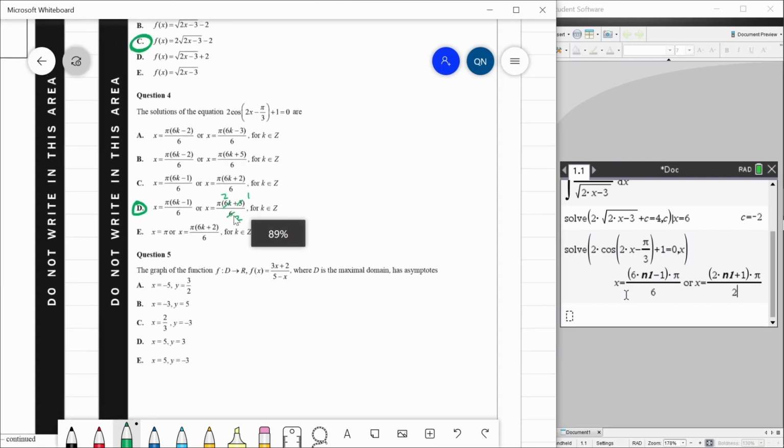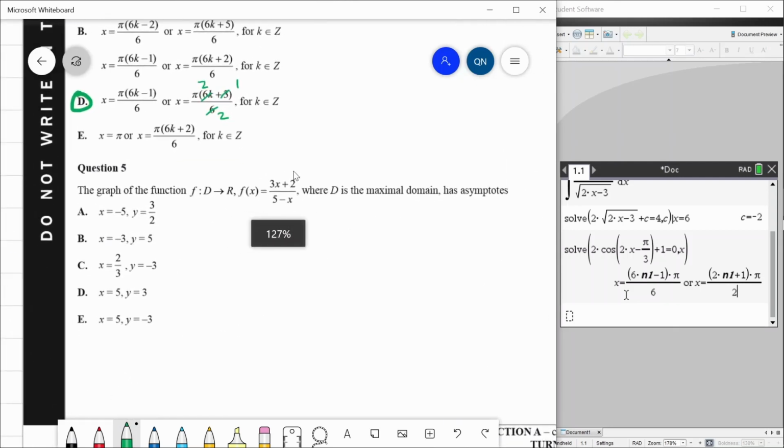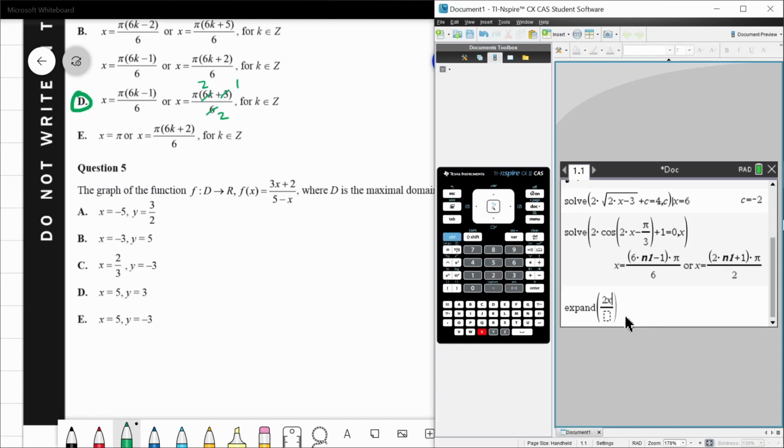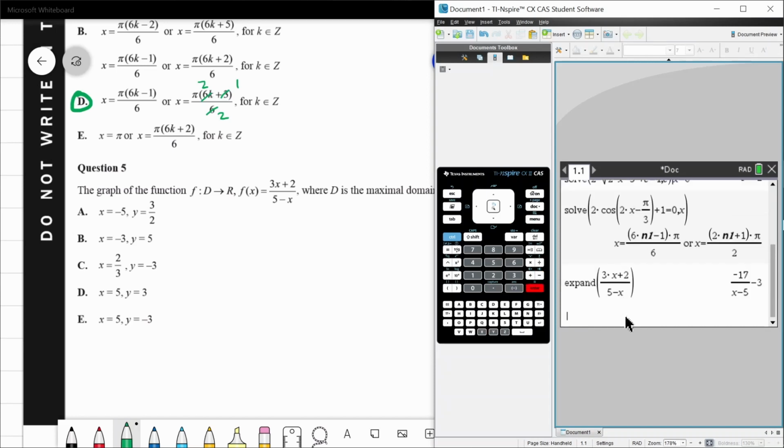Question 5. A graph looks like it's a ratio of 2 linear functions. D is the maximal domain, has asymptotes. So if you have the ratio of 2 linear functions, this is actually a hyperbola, and you can get the hyperbola form by just typing in expand, and we got division, got the 3x plus 2, and then 5 minus x, and looks like we got this type of hyperbola.